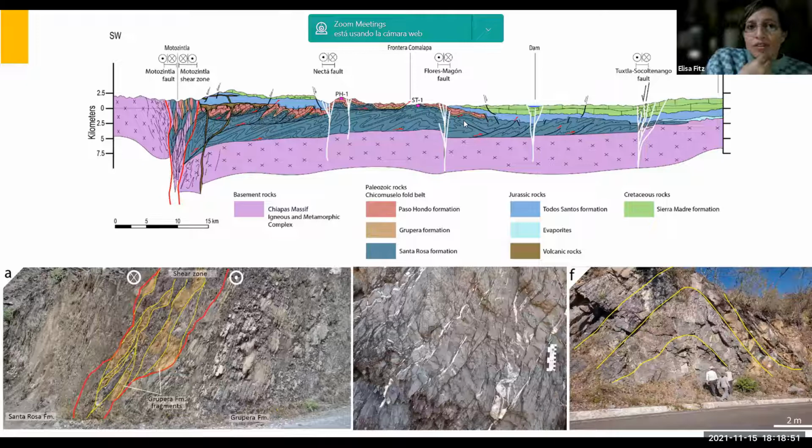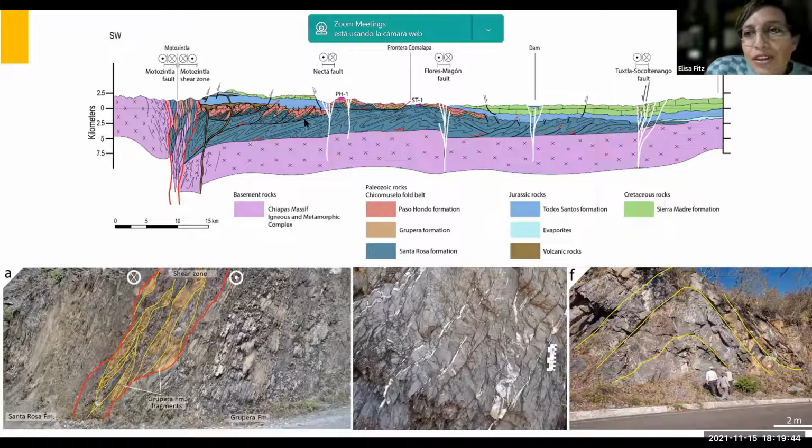So the rocks are disposed in this wedge shape, which we interpret as a wedge-shaped slate belt, because it mostly includes these fine-grained rocks of the Santa Rosa Formation, which is about 3,000 meters in thickness. And then on top of it, we have the Grupera and Paso Hondo Formations folded and thrusted. The thrusts that we observe in the upper part are shallowly dipping to the west in general, although they are also locally folded, just like the faults. Okay, so most of the volume of this feature seems to be constituted by this fine-grained slate belt developed in the Santa Rosa Formation.